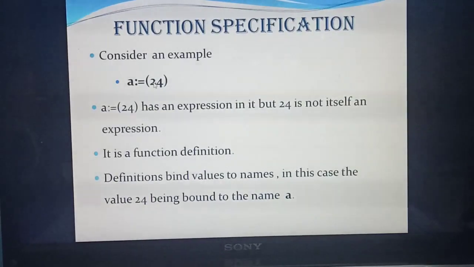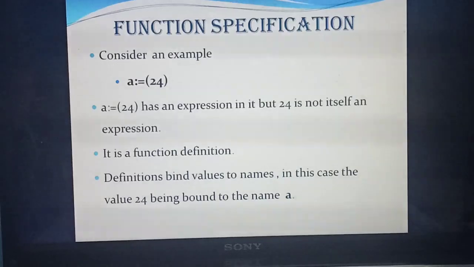How will they ask? They will give one value, x colon equal to 15 or z colon equal to 20. So what answer do you need to write? Listen, if they give the question like this, a colon equal to 24, the answer you need to write is: the value 24 is bound to the variable a. Understood? Otherwise, the value 24 is bind to the name a. Understood? Function specification or function definition. So what's the meaning of this? A colon equal to 24 means, what answer do you need to write? The value 24 is bind to the name a.